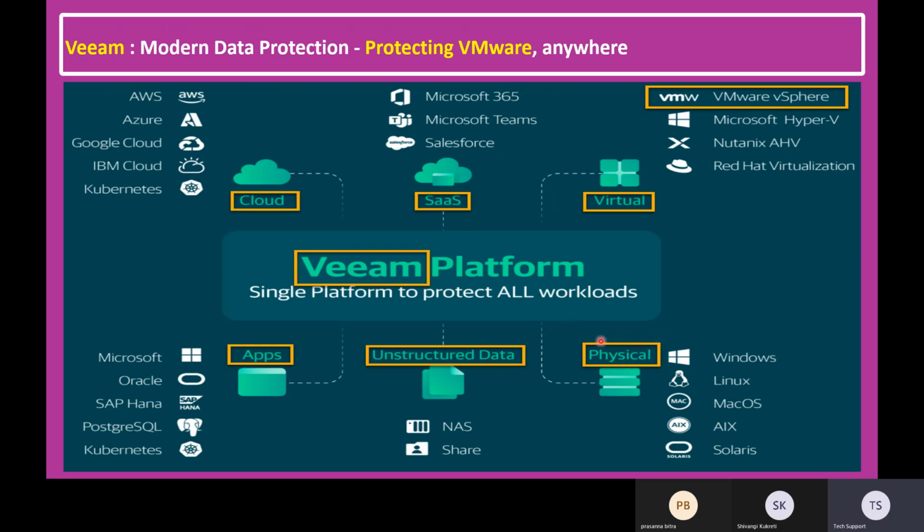For example, if you look at the physical section on the lower right side, within a physical environment we have multiple flavors of operating systems. Suppose your physical server is running the Windows operating system, we can use the Veeam software to take the physical server backup. Similarly for Linux, Macintosh, AIX, and also Solaris operating systems. So for all these flavors, Veeam is supported to take the backup from the physical server.